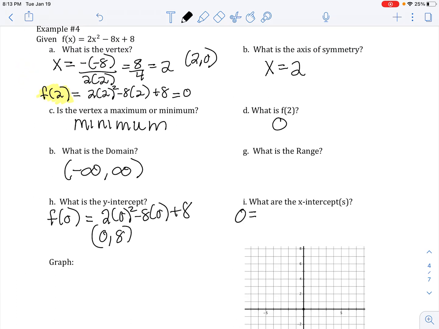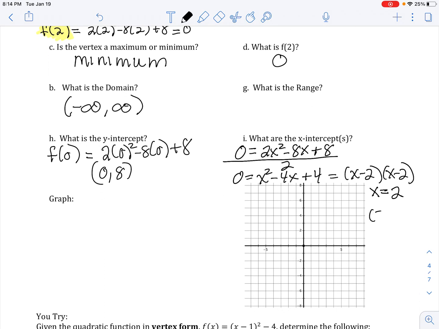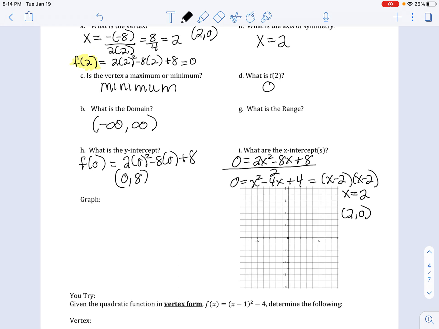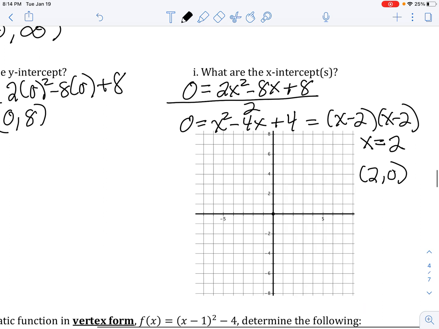X-intercepts. Well, to figure out the x-intercepts, I have to figure out 0 equals 2x squared minus 8x plus 8. Now I see a common factor of 2. So I'm going to go ahead and divide everything by 2. And that's going to be 0 equals x squared minus 4x plus 4. And when I factor that, that's going to be x minus 2, x minus 2, which means when I set it equal to 0, I'm going to get one x-intercept. And that's at the point 2, 0, which I already knew from part A.